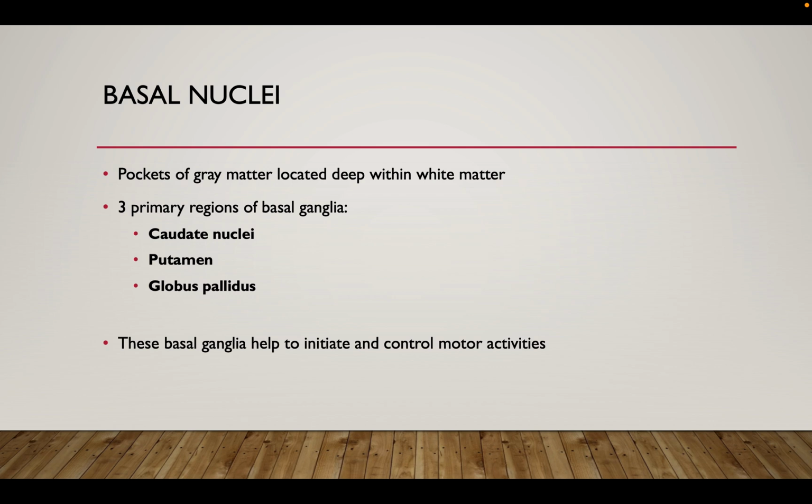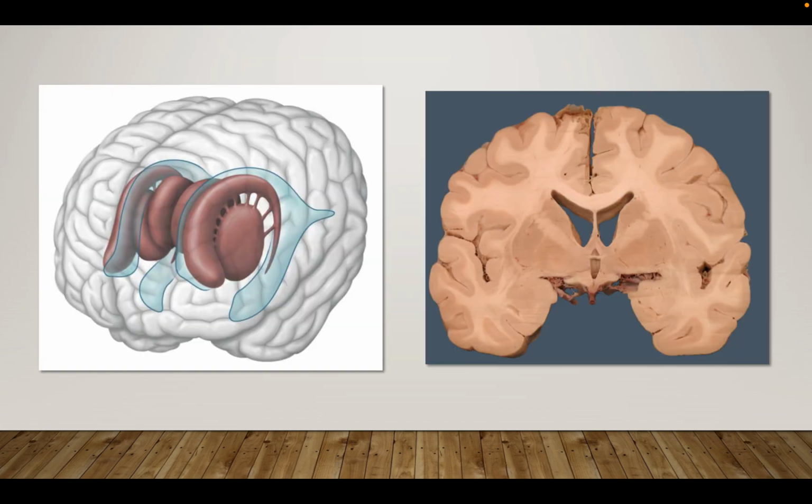And we have three main basal nuclei, and we will name them. We have the caudate nuclei, one called the putamen, and one called the globus pallidus. These are largely responsible for helping us initiate motor activities, so some type of motor signal, an efferent signal going out of our central nervous system, as well as controlling and regulating those movements and activities. Here you can see this C-shaped one. This is the caudate nucleus. Here you can see the putamen, and then the globus pallidus would be deep to this.